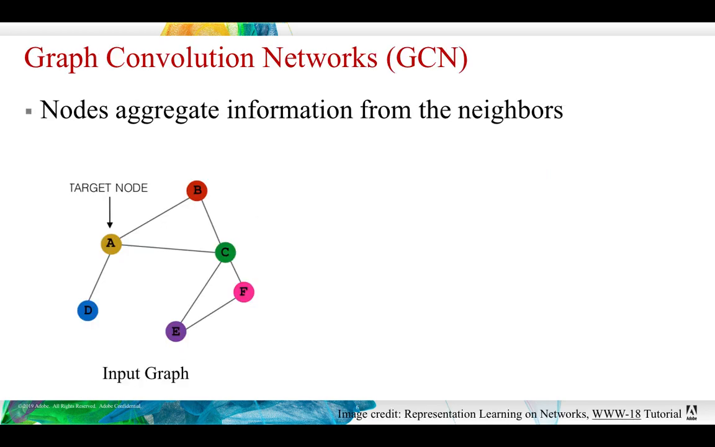In particular, we talk about graph convolution networks, which are one of the state-of-the-art graph embedding methods. We introduce GCNs here because we build upon the ideas of the GCNs. Consider the sample graph with 6 nodes, A through F. Suppose we want to learn a representation for node A. Then what we do is we construct a computation graph with respect to node A as shown here.